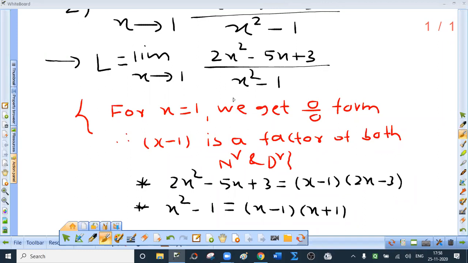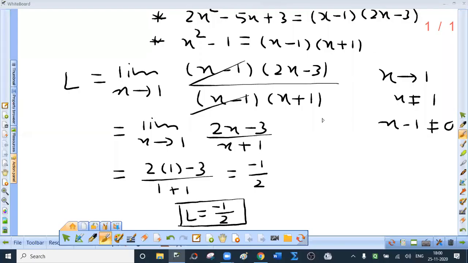Right? I repeat, we cannot and we should not take the limit in the first step because we get 0 by 0 form. So the conclusion is, as the polynomial is 0 at x equal to 1, x minus 1 must be its factor. If we know one factor, the second can be obtained by observation, right? Now substitute these and then see what can be done. So L equal to this. Now can I cancel x minus 1? Yes, I can. Of course, you have to mention the reason.